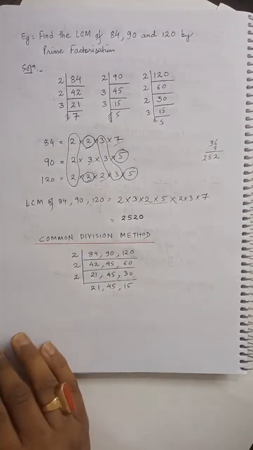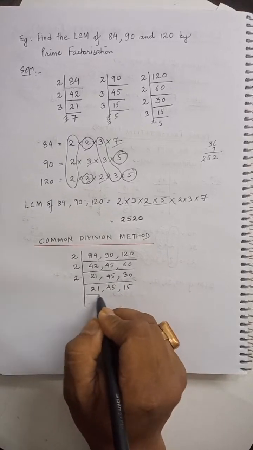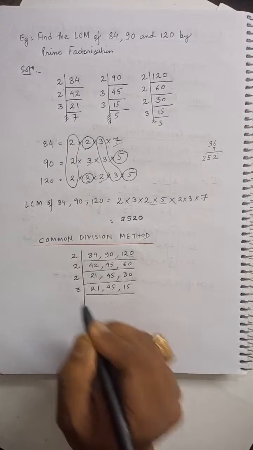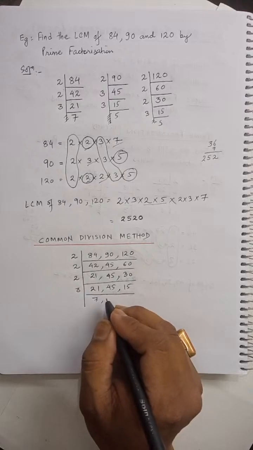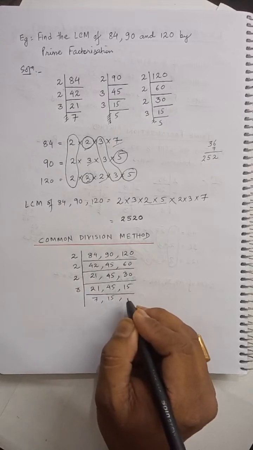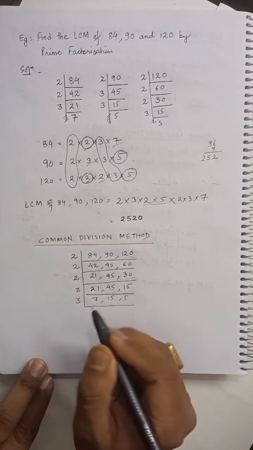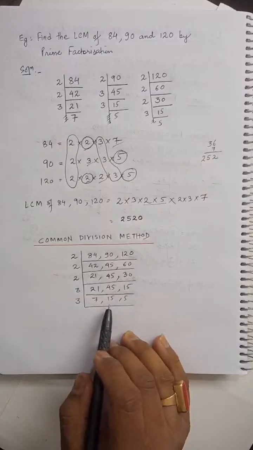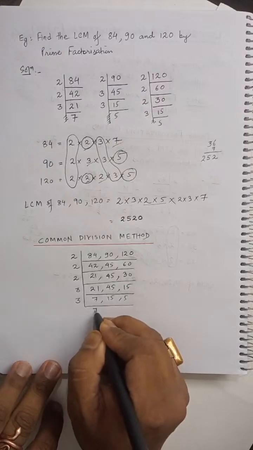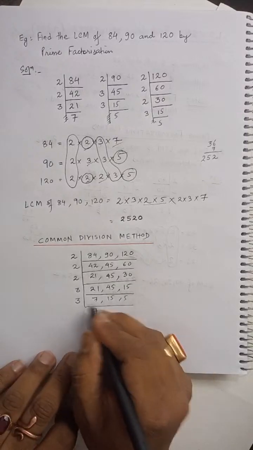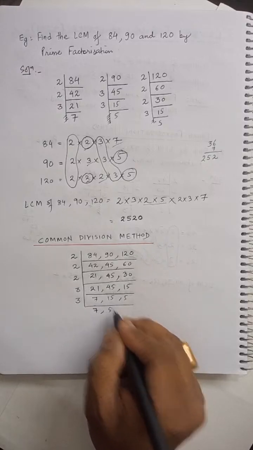These are not divisible by 2. So now we'll pick the 3, which is the next prime number. So 21 divided by 3 is 7. 45 divided by 3 is 15 and 15 divided by 3 is 5. So we'll pick a 3 again because we still have 15 which can be divided by 3. So 7 cannot be divided, so I will write it as it is. Then 15 divided by 3 is 5 and then 5.